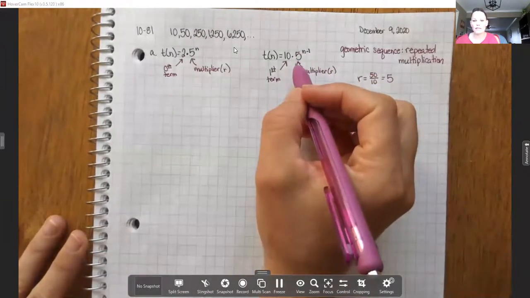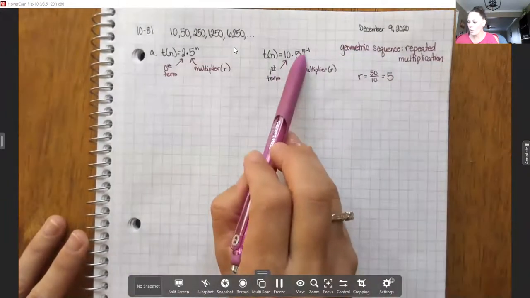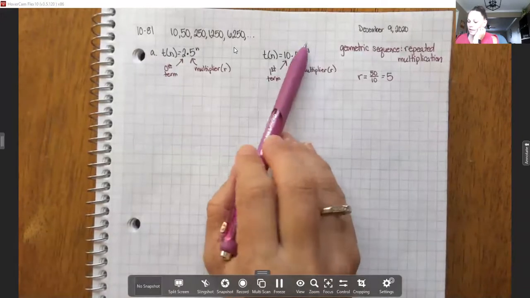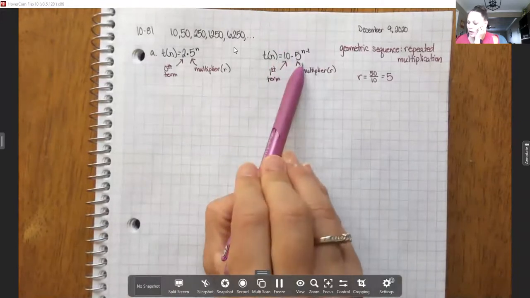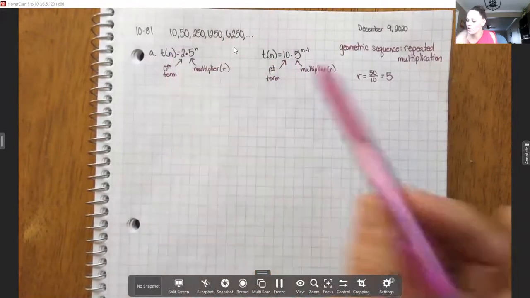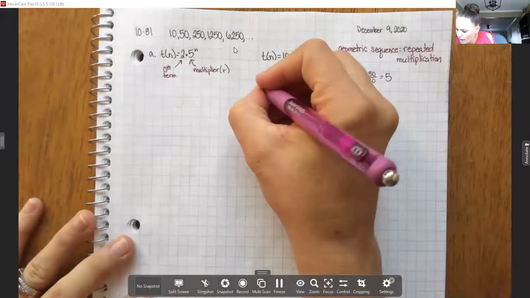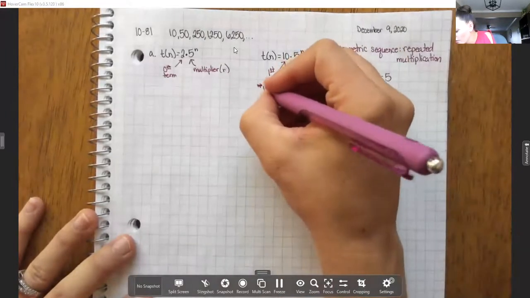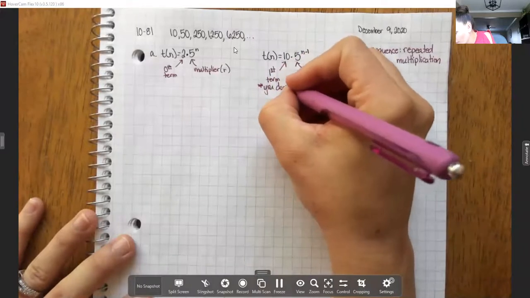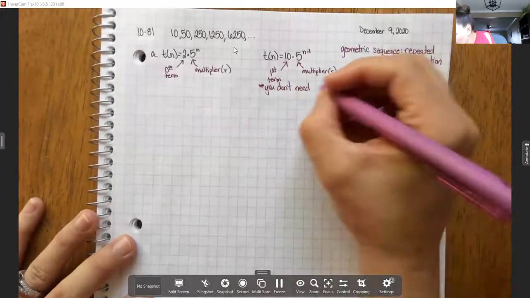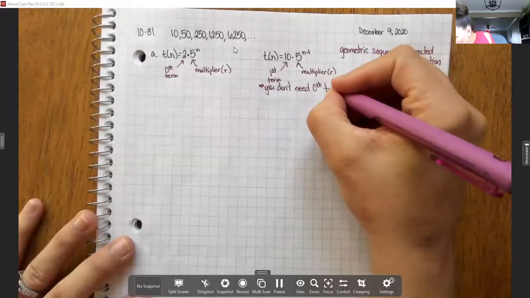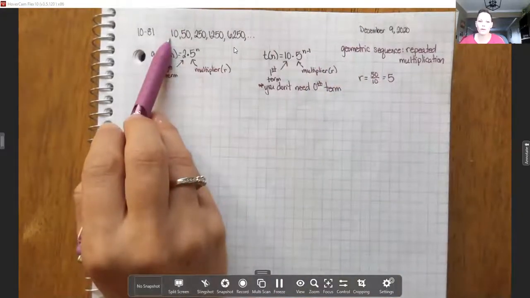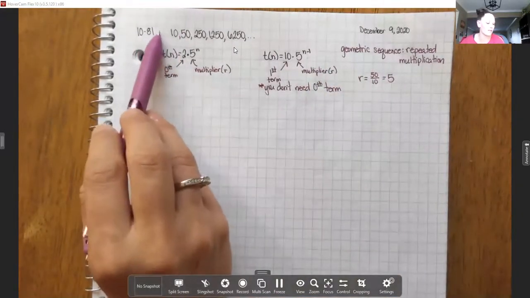So the benefit of this second equation, if I plug in 1 here, 1 minus 1, I get 0 for my exponent. Remember, an exponent of 0 makes this become 1. So 10 times 1 gives us 10, and that's our first term. The benefit of writing your equation this way is you don't have to find the 0th term. So by writing the n minus 1 as the exponent, you don't have to work backwards. And again, this one, it's not too hard to work backwards to divide by 5.